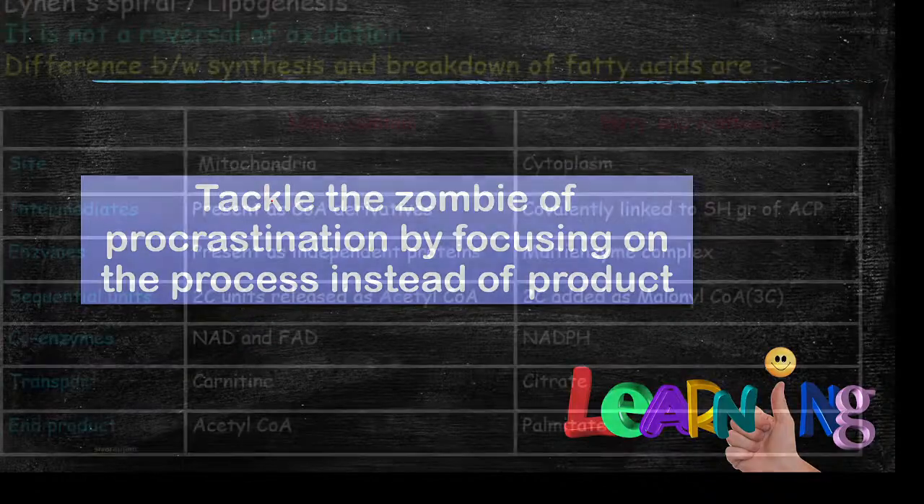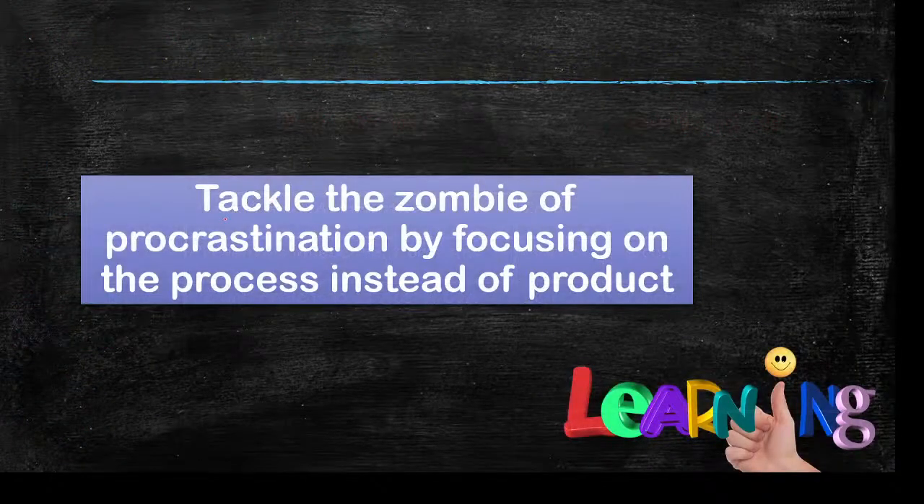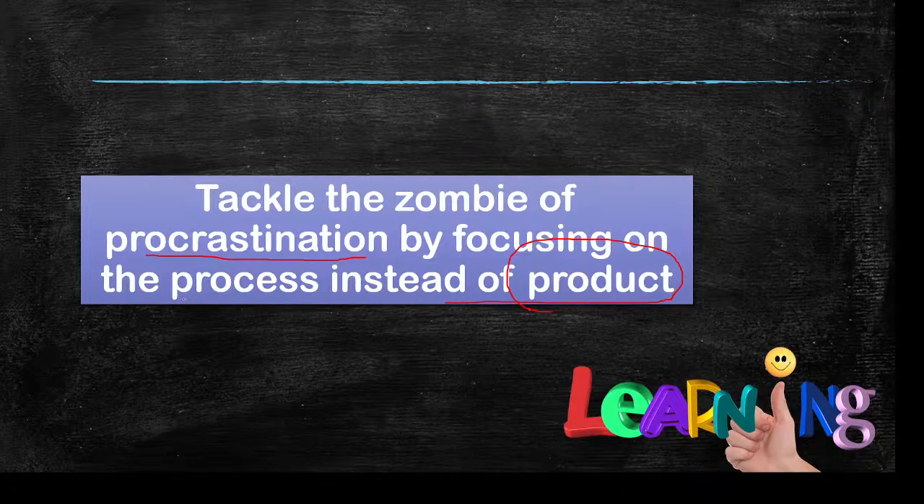Finally, one suggestion is to tackle the zombie of procrastination. Procrastination means postponing things or finding a deficiency in each and every event of your life. You can tackle it by focusing on the process instead of the product. Don't focus on the outcome; rather focus on the process, like how it has to be done, what to do to make it beautiful, how you can achieve the task, and work on that. Of course, the product will always be good and your achievements will be higher. Happy learning to all of you.